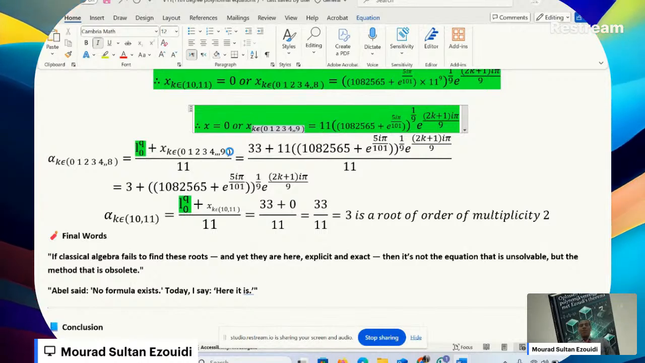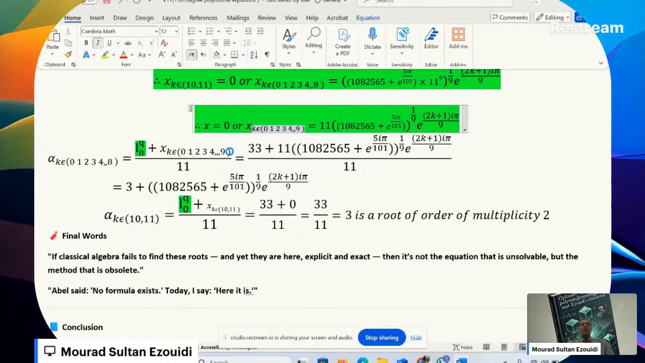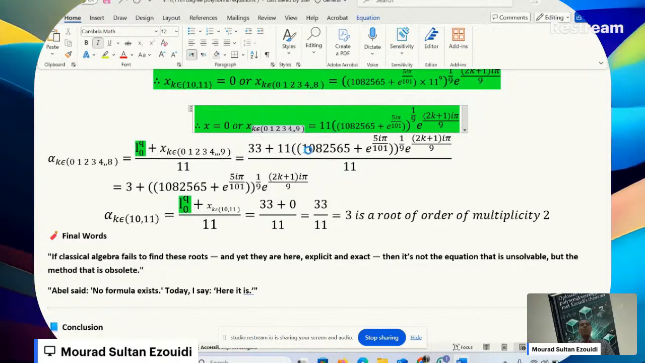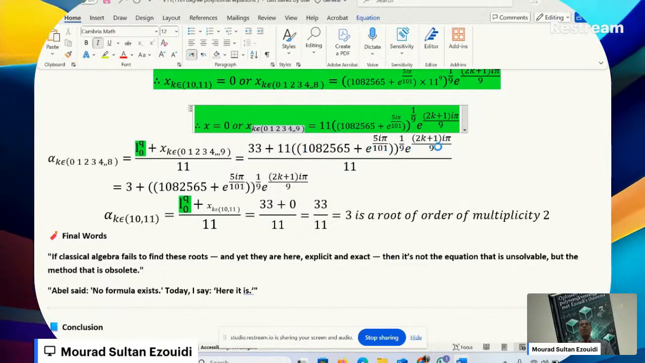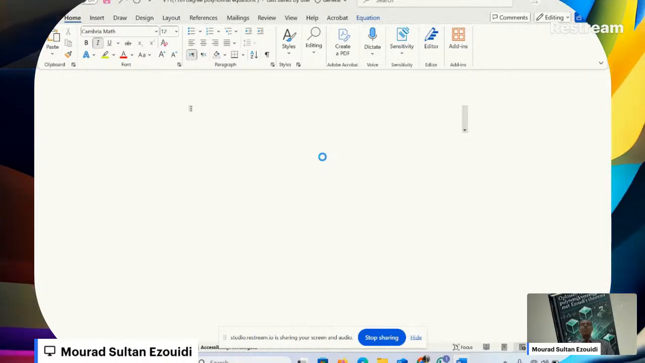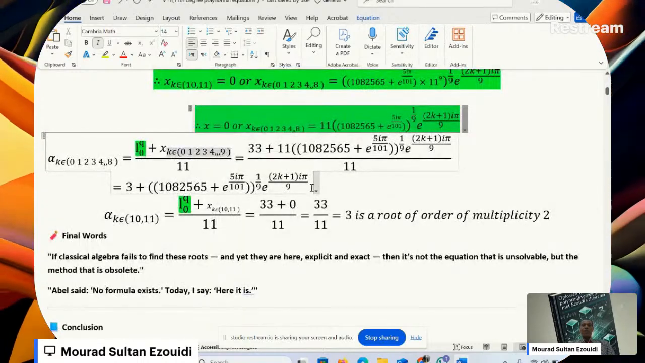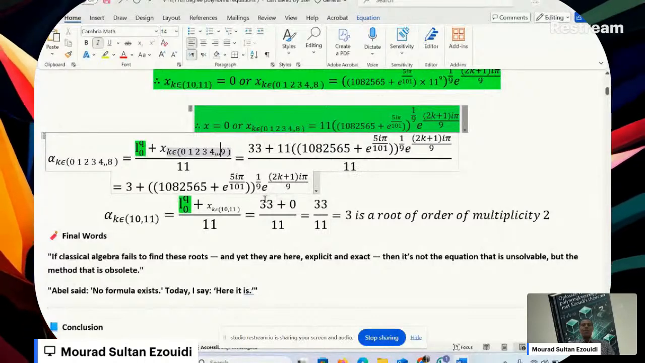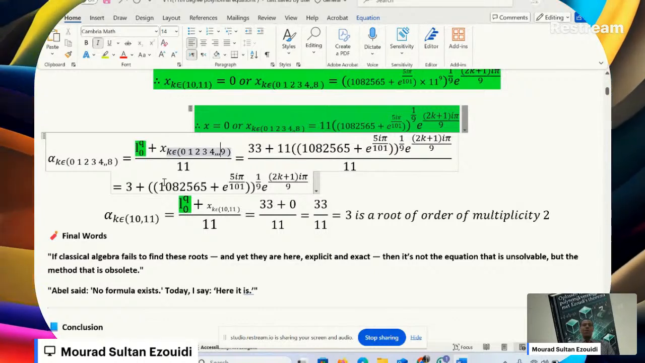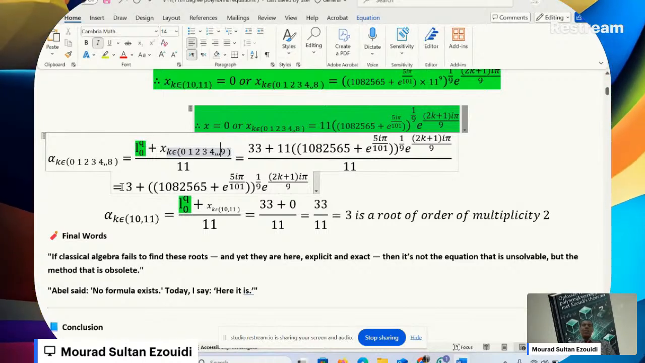a0 over 42 plus x subscript k, k from 0 to 8, divided by 11 because the highest power is 11. So it is 33 plus 11 times exponential 2k plus 1 I pi divided by 9 times 1,082,565 plus exponential 5 I pi divided by 101. Okay, all divided by 11. This one. So you see 33 divided by 11 is 3. Then 11 divided by 11 is 1. 1 multiplied by this.